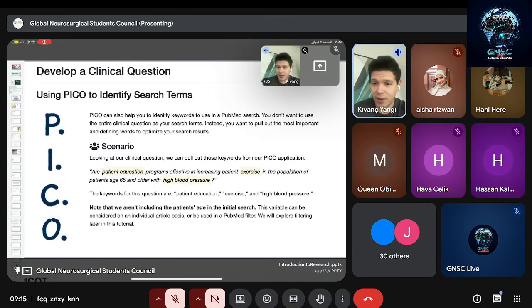So let's take a look at the example by PubMed. What they said: looking at your clinical question, we can pull out those keywords from the PICO application. See, are patient education programs effective in increasing patient exercise in the population of patients age 65 and older with high BP? So look what they picked: patient education, exercise, and high blood pressure. So a patient population, the intervention, comparison group, and an outcome, okay? This is also very important. Next slide, please.